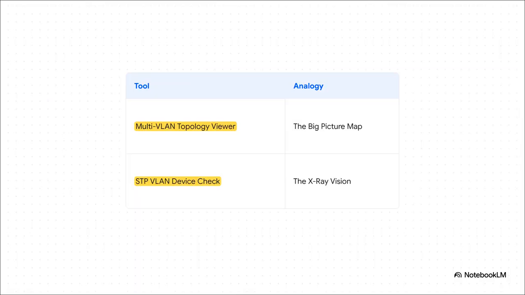But what if we could just flip a switch and turn on all the lights? Well, that's what we're talking about today. We're looking at two really powerful visualization tools that do exactly that. Think of them as the ultimate GPS for your network. First up, we've got the Multi-VLAN Topology Viewer. That's our big picture map. And then we've got the STP VLAN Device Check. This one is like having X-ray vision, letting us see all the hidden traffic laws.